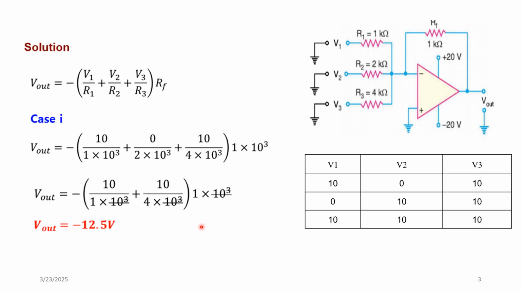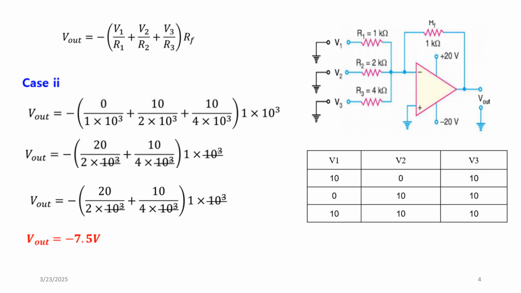Similarly, we can go for the second set of readings: 0 volt for V1, 10 volt for V2 and 10 volt for V3. So I am going to substitute these values for the second case in the same formula, and after simplification the answer is minus 7.5 volt.